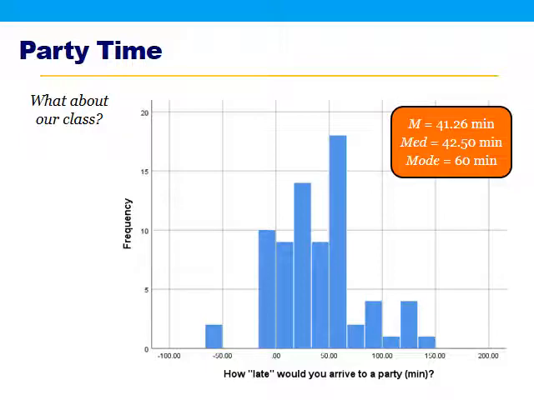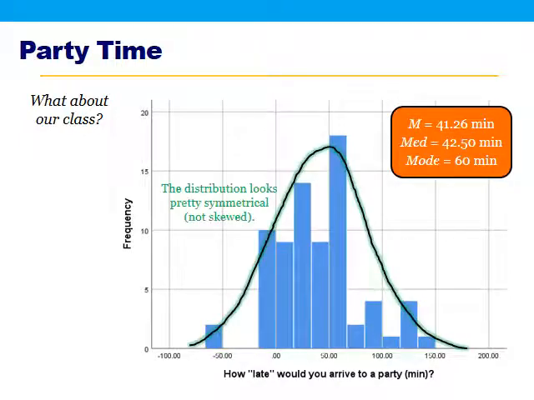Now the mode, for what it's worth, was 60 minutes, as you can see by that tallest bar on the graph. So that was the most common answer: people said, yeah, I'd show up at 10 o'clock if the party started at 9. But remember from a few slides ago, in a symmetrical distribution, the mean and the median are going to be equal to each other. In this case, they're only 1 minute apart. So I would say that in our class, the distribution is actually pretty symmetrical, right?